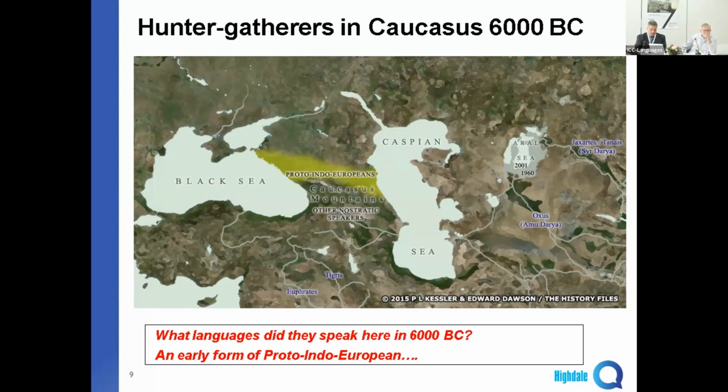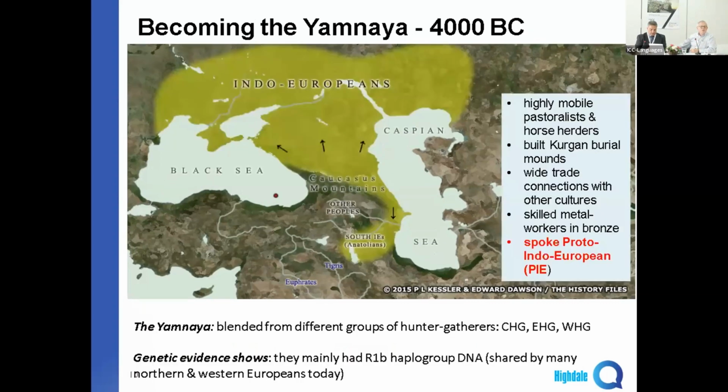So some English words were spoken in that little yellow stripe in the Caucasus. 2,000 years later, 4,000 BC, 6,000 years ago, our people, our linguistic people, had spread across the whole of that yellow area. Can you see? So north of the Black Sea in Ukraine, across the Caucasus, to the right above the Caspian Sea as well. And that was a fascinating, exciting group of people called the Yamnaya, who were horse herders, pastoralists who rode horses, moved from place to place.